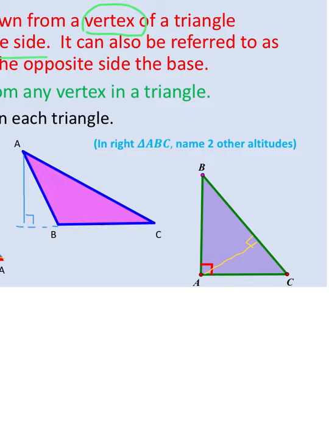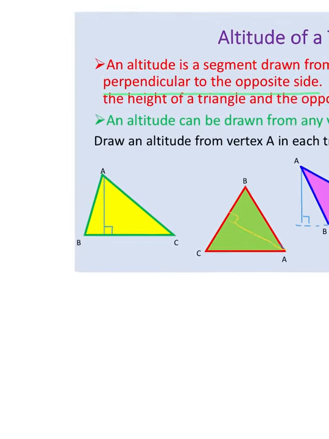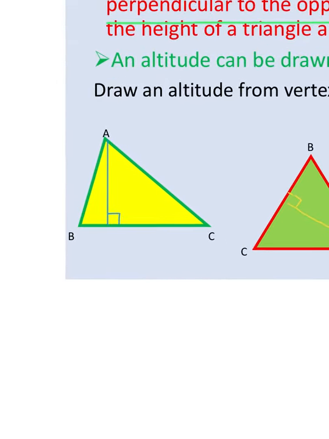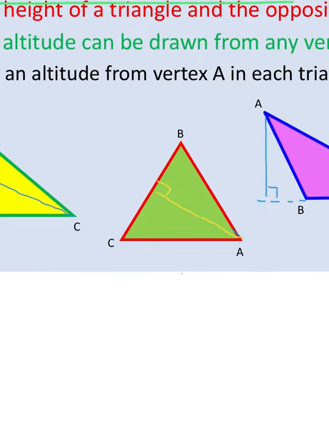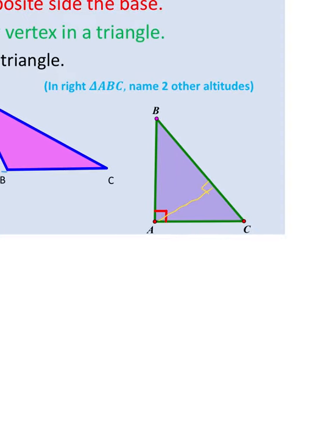Now, in this right triangle, I want you to think about two other altitudes, because remember, an altitude can be from any vertex in the triangle. So here, for example, if I did from vertex C to the opposite side along a perpendicular, it would be right there. From B, it would be more or less there. I can't straighten out my line so it doesn't look fantastic, but that's where the other altitudes would be. Okay, so in this one, where would the other altitudes be?